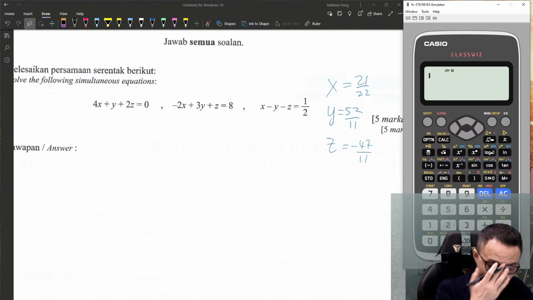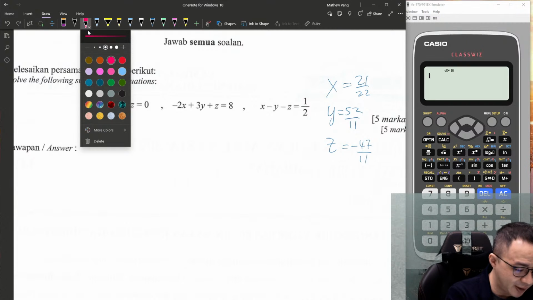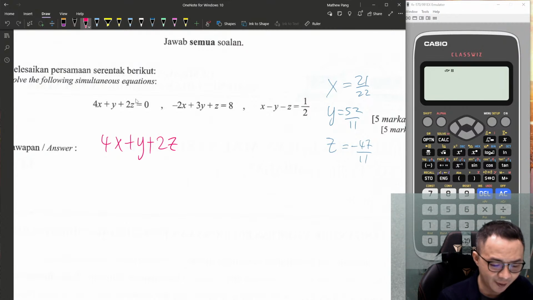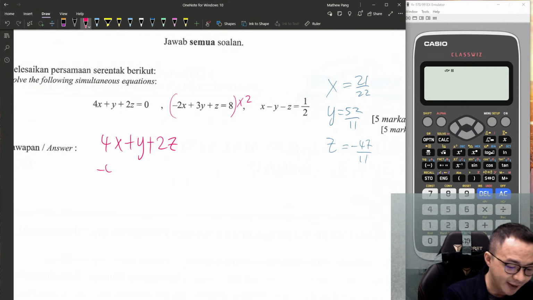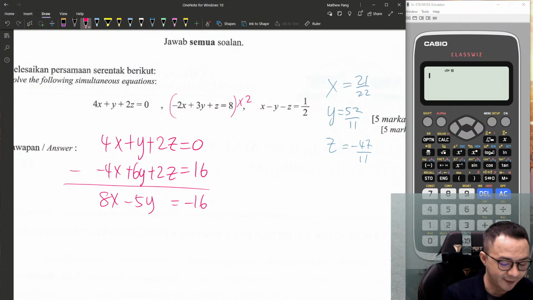Okay, let's eliminate 2z. So I have 4x plus y plus 2z. Let's eliminate all the z. So this equation I will times 2 to get a 2z: -4x plus 6y plus 2z equals to 0, and this equals to 60. So I'll eliminate them, I will just minus. So I got 4x minus 5y equals to -60.